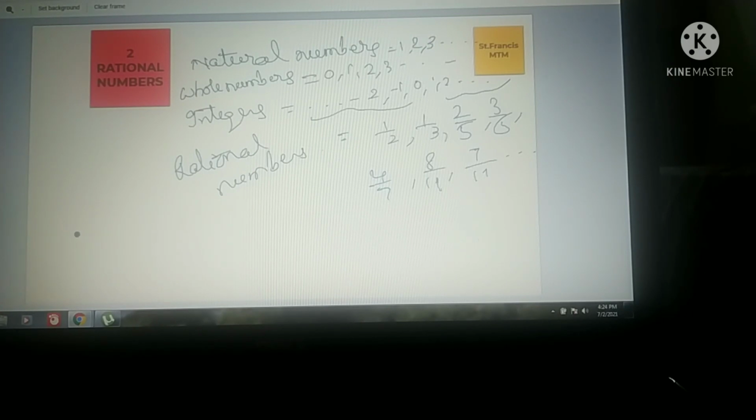How can you define rational numbers? If the number is in the form of p by q, that is, in the fraction form of p by q, where q must not be equal to 0, then these types of numbers will be called rational numbers. Why am I specifying q not equal to 0? What happens if q is 0? p by 0, anything by 0 is meaningless. Whenever we are talking about a fraction, the denominator must not be equal to 0. So the numbers in the form of p by q where q is not equal to 0 will be called rational numbers.